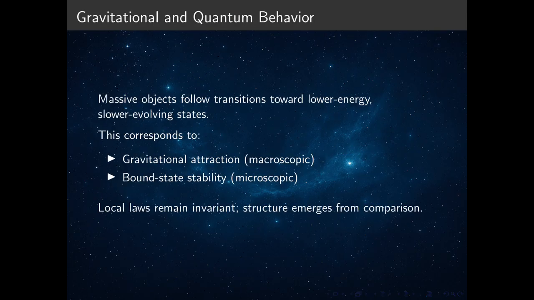Objects of mass therefore follow trajectories consistent with transitions from higher energy, faster evolving states toward lower energy, slower evolving states. This behavior aligns with gravitational attraction in the macroscopic domain and bound state dynamics in the microscopic domain. Locally, physical laws remain unchanged, but relative comparisons between regions reveal structured variation consistent with relativistic effects.